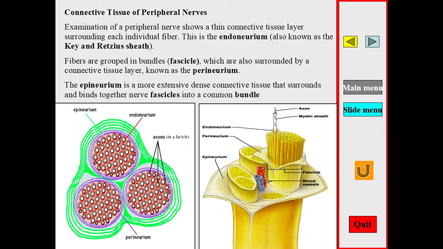The group of axons which are surrounded by a connective tissue, this connective tissue which surrounds a fascicle or a group of axons, is called the perineurium. And finally we have the endoneurium. The endoneurium is the connective tissue which surrounds an individual fiber. As we can see, this is the connective tissue which surrounds the myelinated axon. So we have endoneurium for a single axon, perineurium for a fascicle or a group of axons, and the epineurium which surrounds the whole nerve bundle or the whole peripheral nerve.